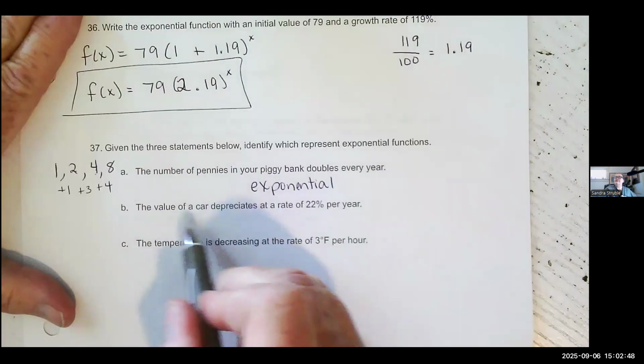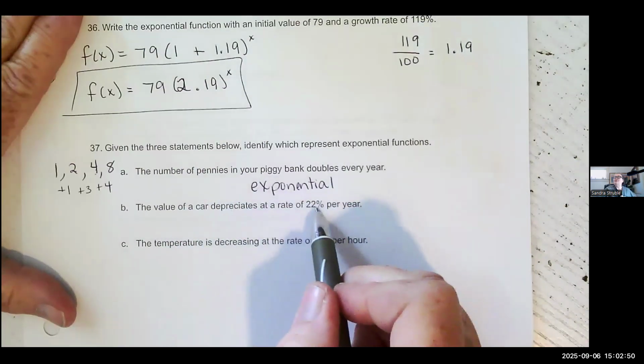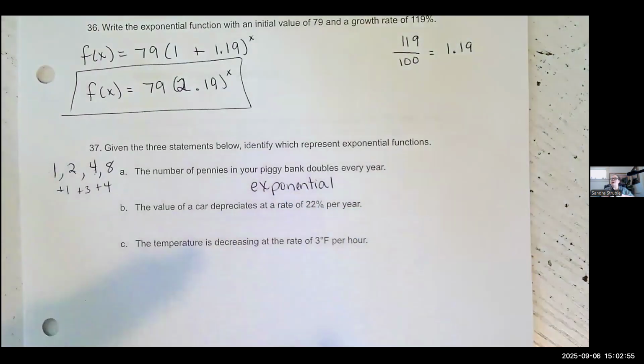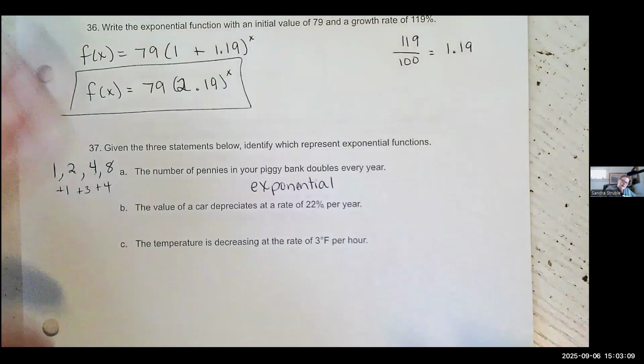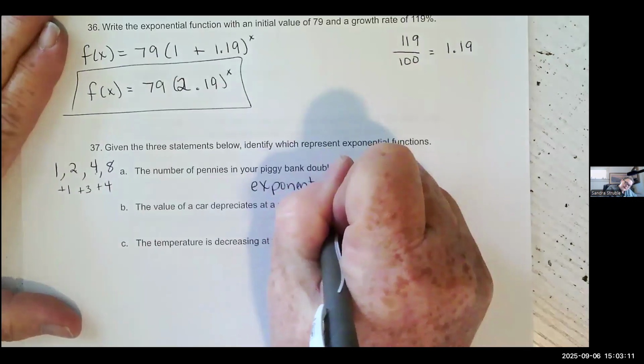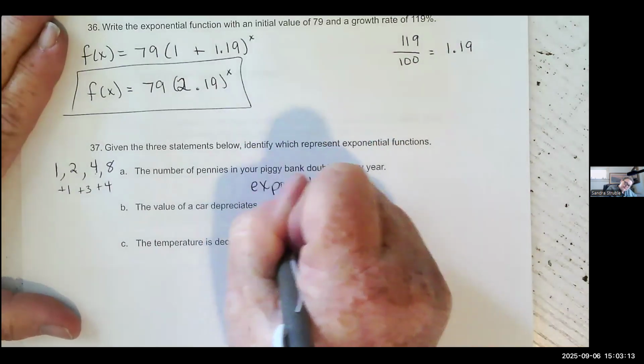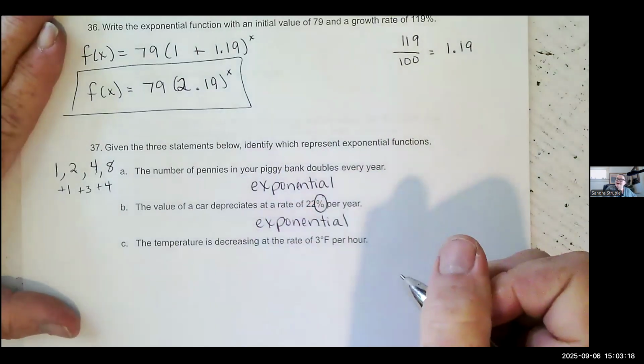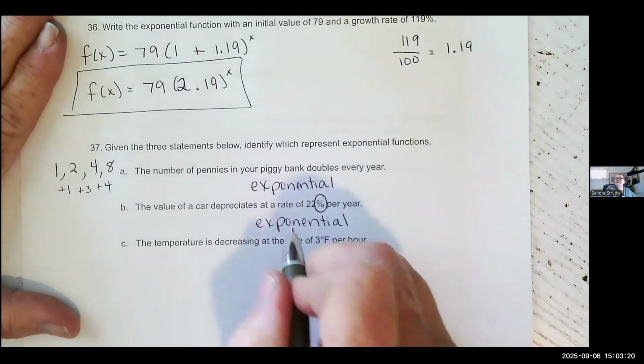The value of a car depreciates at a rate of 22%. Okay, a linear function, again, has to go up by the same amount every time. If it's depreciating by 22% every year, that means that number is going to be changing on a year-to-year basis based on what the current value is. So if it's a percent, it too is exponential. If it's increasing or decreasing by a rate of a percent, it has to be exponential.